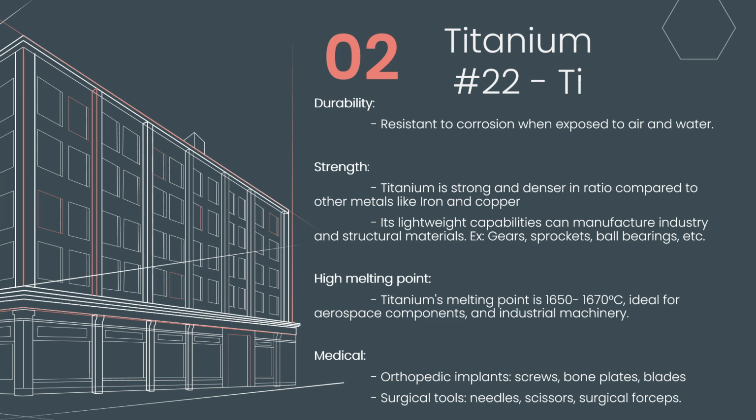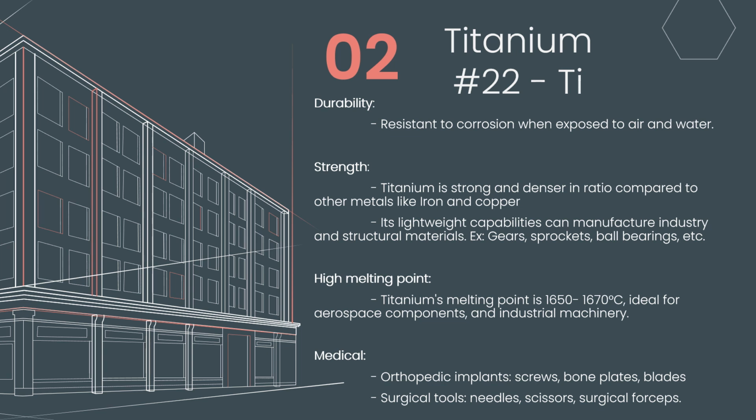Next metal, titanium, the 22nd element in the periodic table, is celebrated for its exceptional corrosion resistance. When exposed to air and water, it forms a thin protective oxide layer that prevents further oxidation, making it ideal for harsh environments in marine and chemical industries.